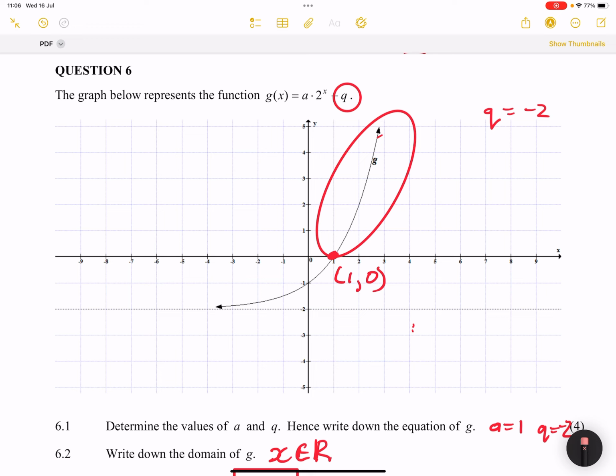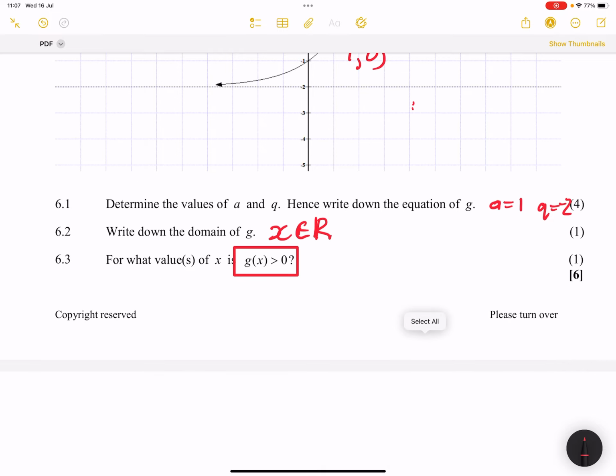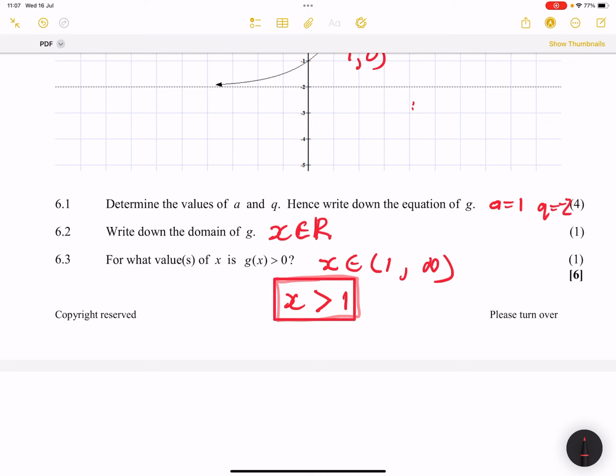Well, this starts from x is equal to 1, all the way till infinity, right? But remember, they said just greater than, not equal to 0. So we cannot include 1. So x is an element of (1; infinity). Or you can say x must be greater than 1. Okay, those are the two ways in which you can express that solution.